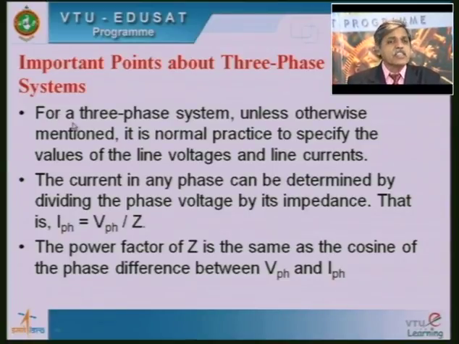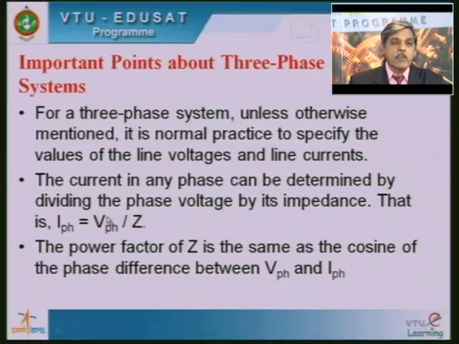See the first line: for a 3-phase system, unless otherwise mentioned, it is normal practice to specify the values of line voltages and line currents. The current in any phase can be determined by dividing the phase voltage by its impedance. So, I phase is equal to V phase by Z.